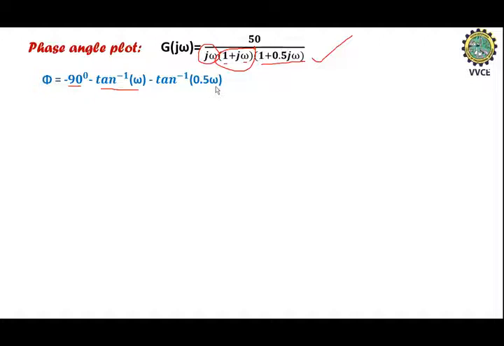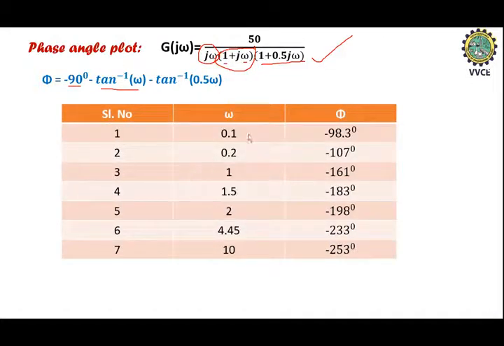Now for different values of omega, we need to calculate different values of phase angle. Make a column. The omega values are in the magnitude plot. The range can be determined from the magnitude plot table. That is, the minimum value is 0.1. So there were 3 corner frequencies. The first one we assumed as 0.1 radian per second. The second one is omega 1, which is 1 radian per second. And the third one is 2 radian per second. So the maximum range is 0.1 to 2.